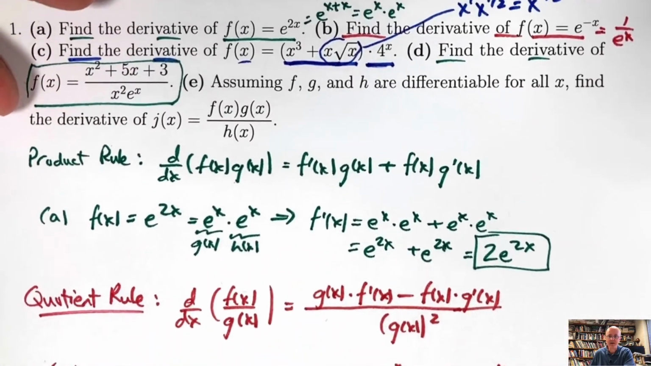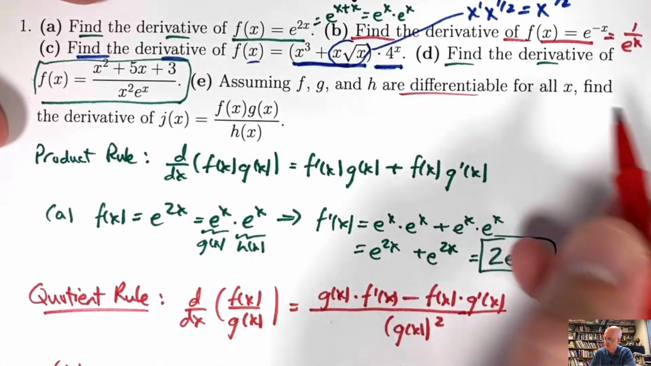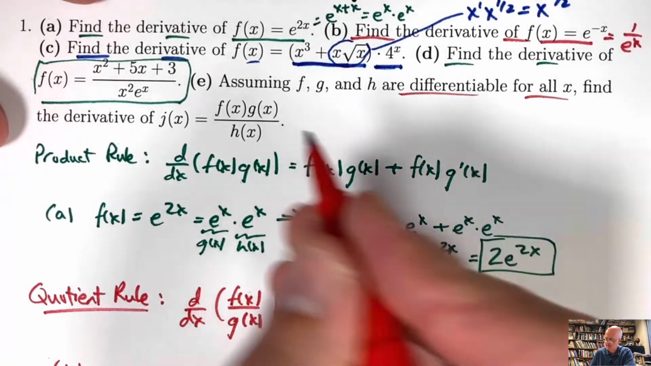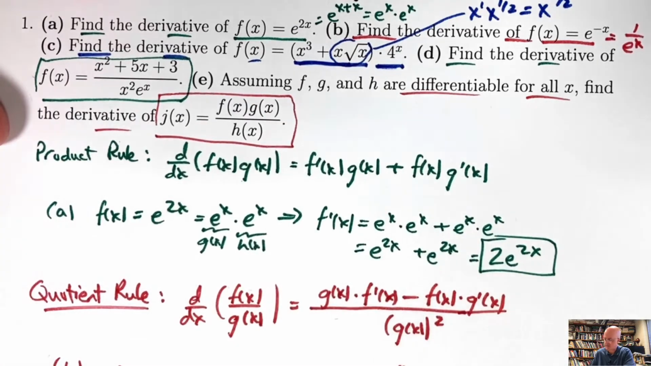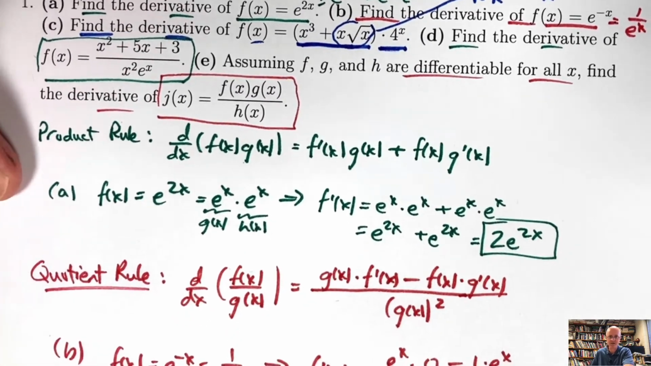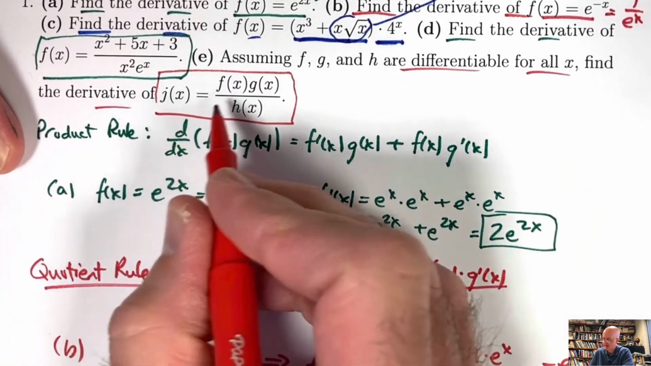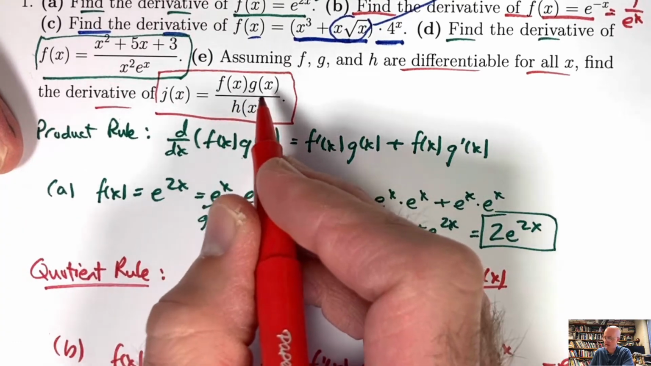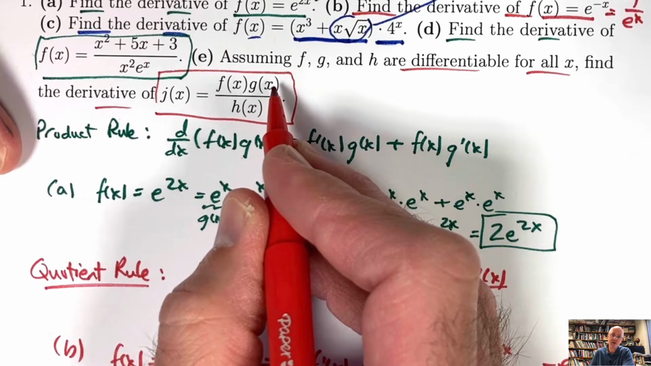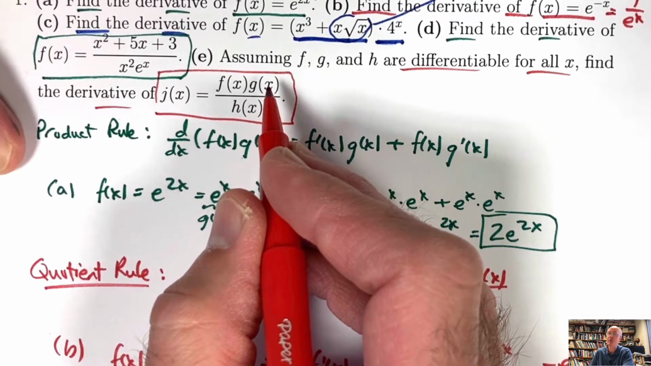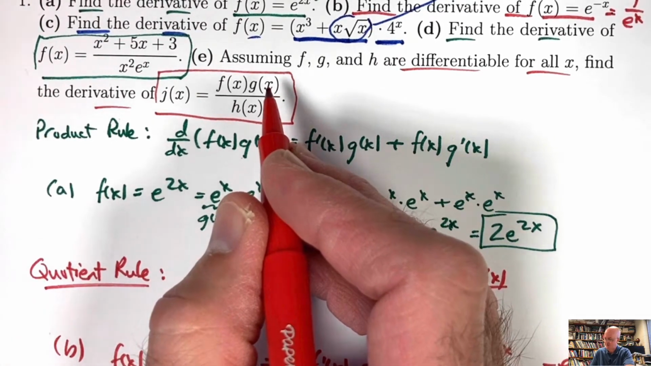All right, part E. Assuming f and g are all differentiable for all x, meaning they have derivatives, find the derivative of this function. Of course, we'd also have to be avoiding where we're dividing by 0 there possibly, but I didn't bother stating that here. So j of x is a quotient, most fundamentally, f of x times g of x, all divided by h of x. But when we differentiate the top, the high, we will also have to use the product rule.